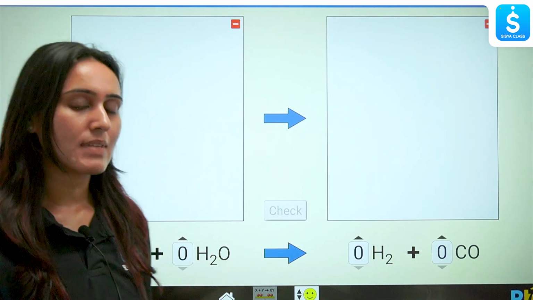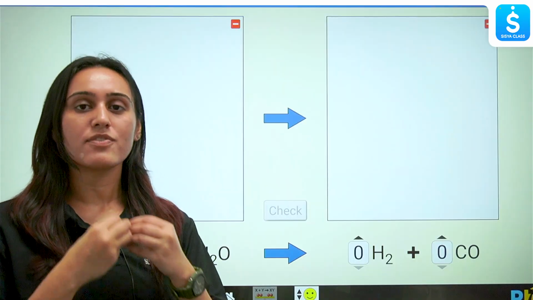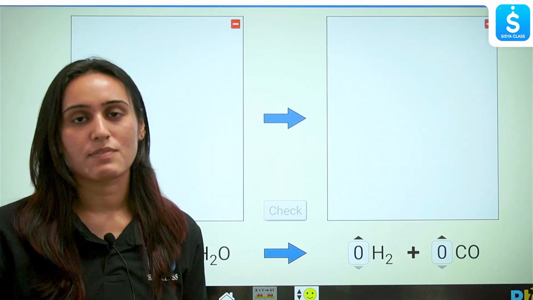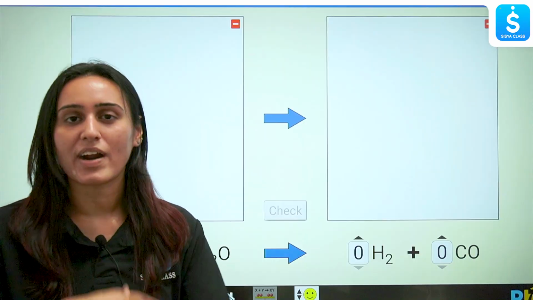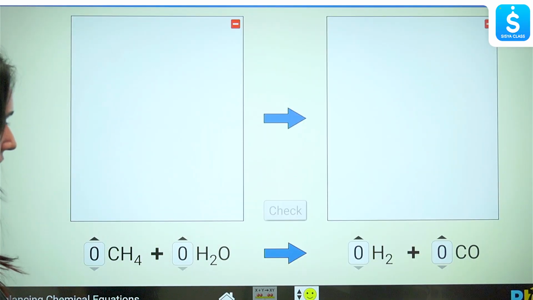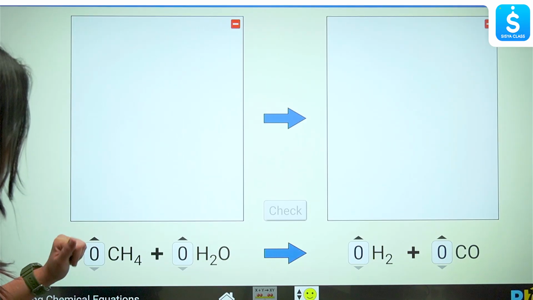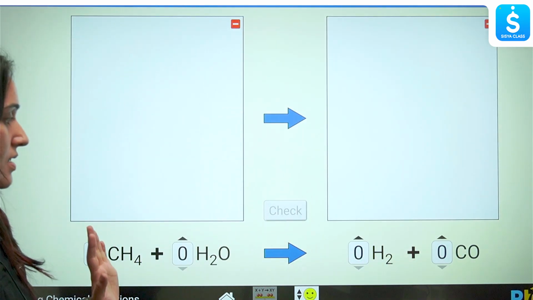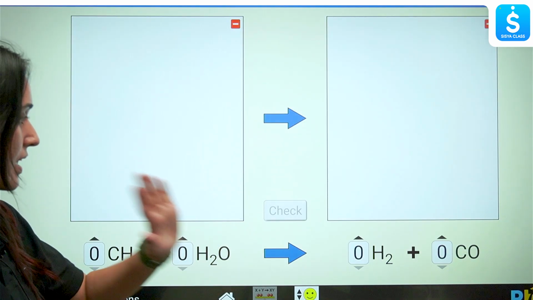So we will do the same thing. We will first count the number of atoms of each element on both sides. If they don't balance, we will see the compound which has the maximum number of atoms and we will just repeat everything. Okay, so you see, I have 1 carbon atom on this side. I have 1 carbon atom on the product side also. So we don't have to balance carbon.